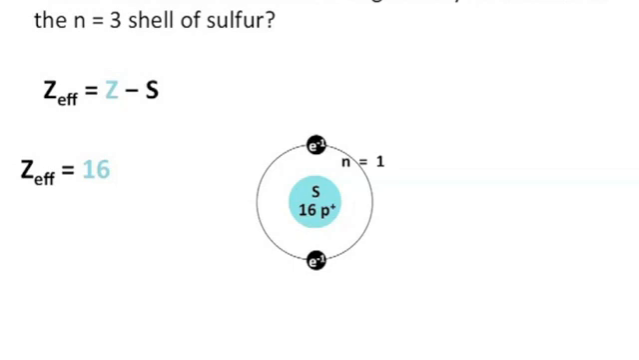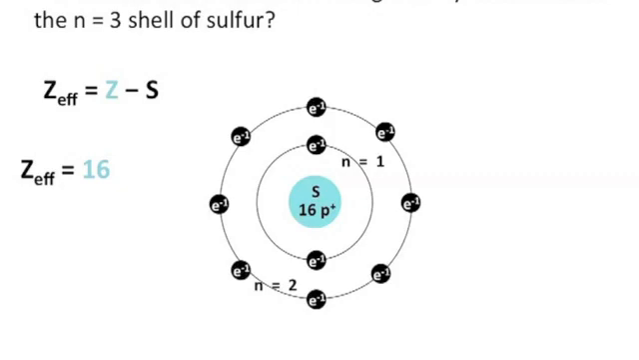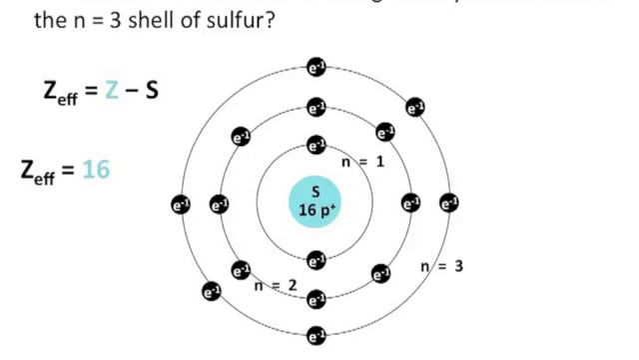Remember that the N equals 1 shell of sulfur can hold 2 electrons. We now need to place 14 more electrons around the nucleus of sulfur. The N equals 2 shell can hold 8 electrons. So now we've diagrammed 10 electrons. The N equals 3 shell can hold 14 electrons total, but because sulfur only has 16 electrons and we've already diagrammed 10 of them, there will only be 6 electrons remaining to put into the N equals 3 shell.